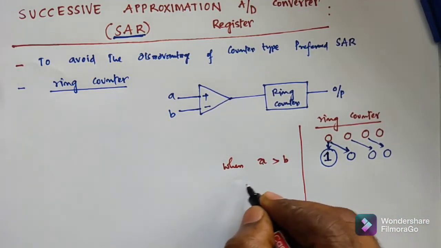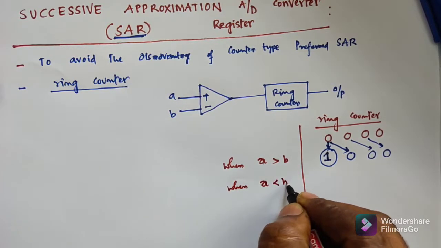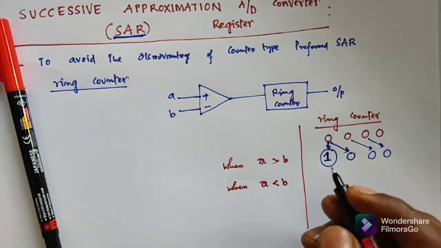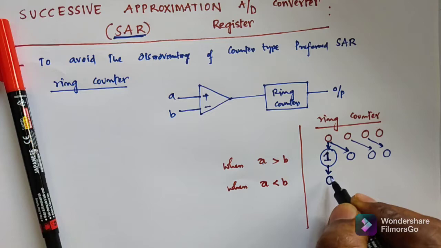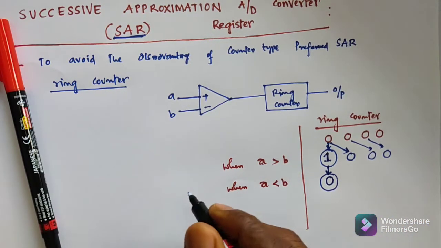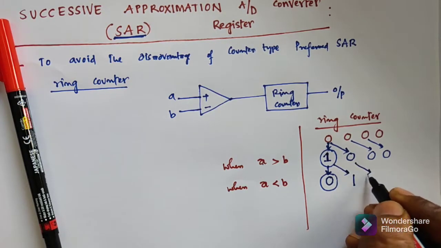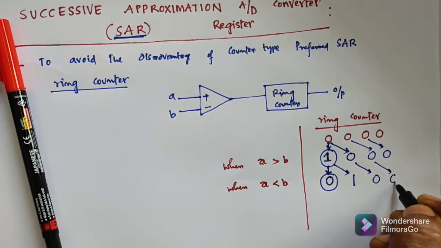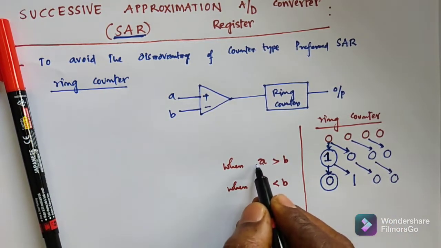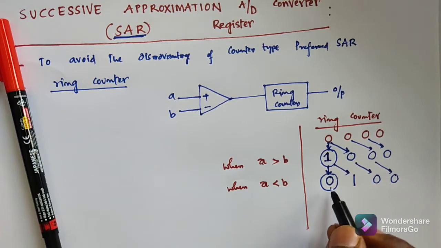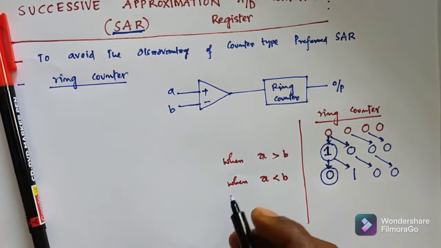Another example, with the same concept: when A is less than B, this bit is replaced by 0. Next you shift the MSB, between 1 and 0, 0. This is the concept. A present MSB of 1 indicates that the A value is greater than B. If the present MSB bit value is 0, then A is less than B.